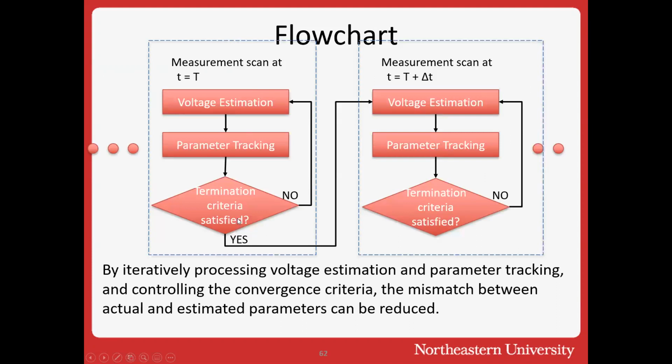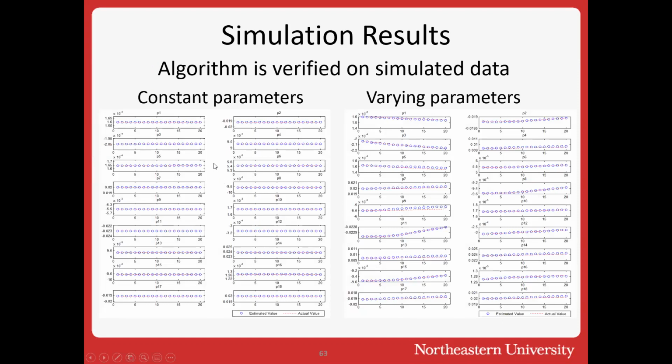Okay, so this is the approach. You do the estimation on the voltages, and then you go back to the parameter tracking, and then you check the termination criteria, which is basically the changes in the parameters. And if it's not satisfied, you go back and repeat it. Once you are done, you continue with the next scan. So this is a dynamic estimator going from one scan to the next, and some results here.